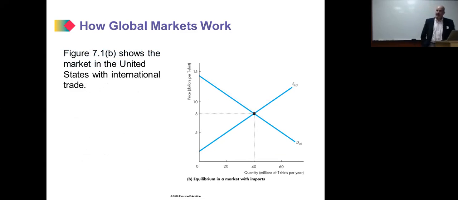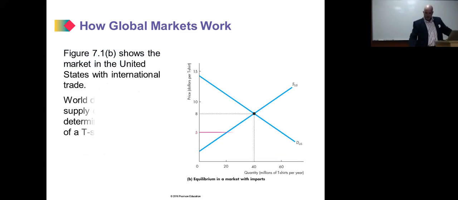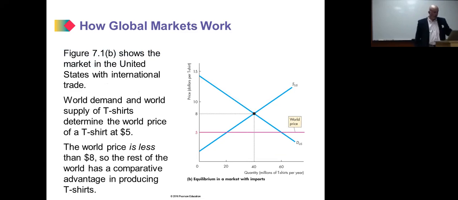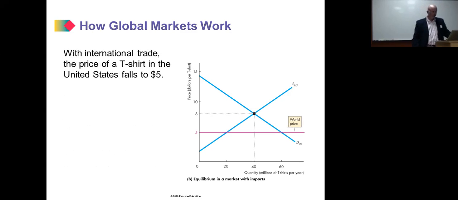Now, what happens when we combine this with the international markets? So let's look at the international markets, and remember, we're comparing this with China. So here is the U.S. market for t-shirts with international trade. World demand for and world supply of t-shirts determined that the world price would be $5. So if the world price is set at $5, what do you think is going to happen to the US price?